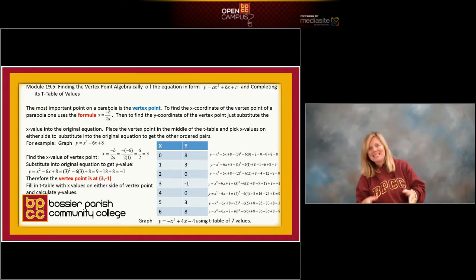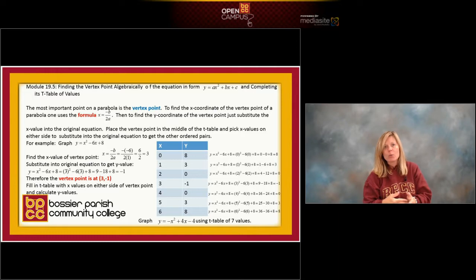So it would make sense when we go to set up our t-table that the first point we know is where the vertex point would be located. Well, there's a way to algebraically figure out where the vertex point is going to be located before we even go to the graph paper. And it's using a quick and easy formula. So if you look at your PowerPoint, the formula to find the vertex point is x equals negative b over 2a. Wait a minute, that should sound familiar.